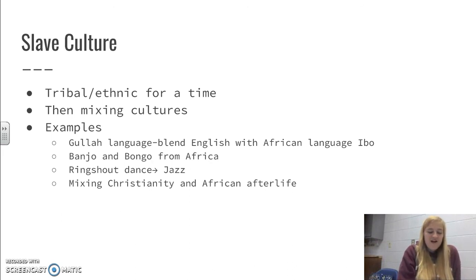We also have, derived from African culture, the banjo and the bongo drum. Sorry about that. That will be brought over and put into American culture. Think Appalachian culture. When we think of Eastern Kentucky, I think of a banjo, which actually came from African culture. The ring shout dance will later contribute to the development of jazz, which is a very Black culture type of music.